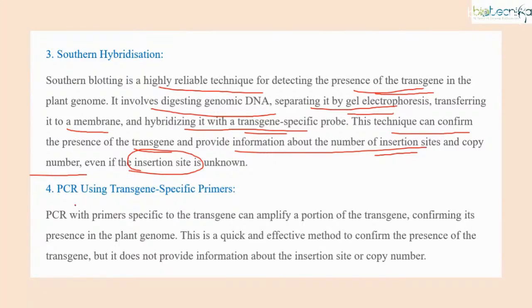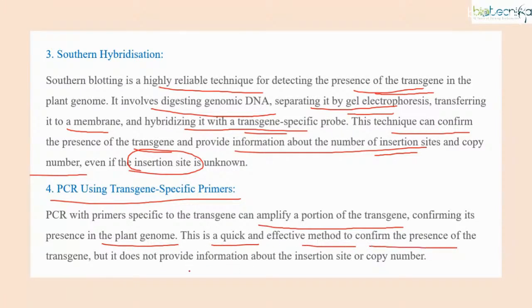Then if you look at PCR that uses transgene-specific primers, yes, this is possible because you are giving transgene-specific primers. So they can amplify portions of the transgene, confirming its presence in the plant genome. This is a quick and effective method to confirm the presence of the transgene, but it won't provide information about the insertion site or copy number. But it can tell you whether a transgene is present or not.